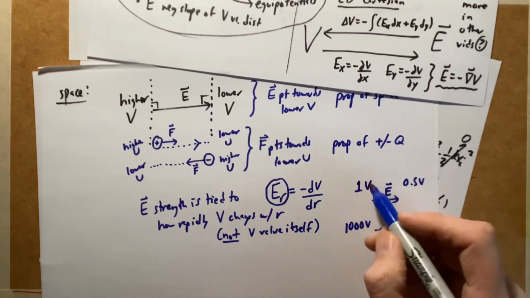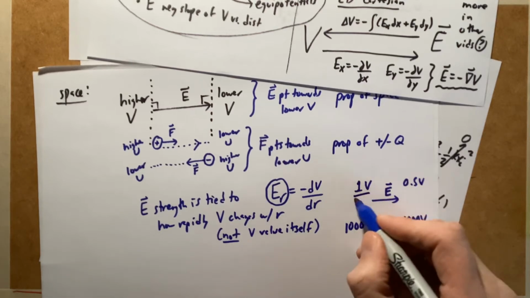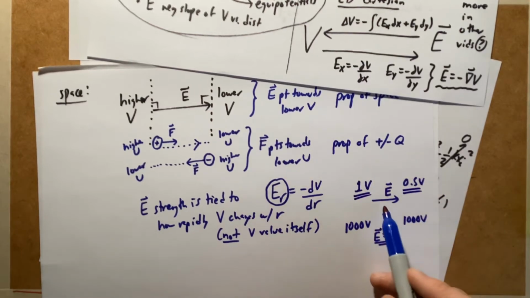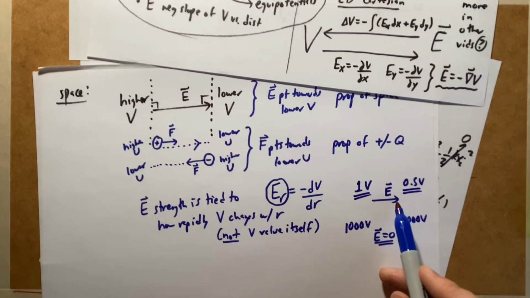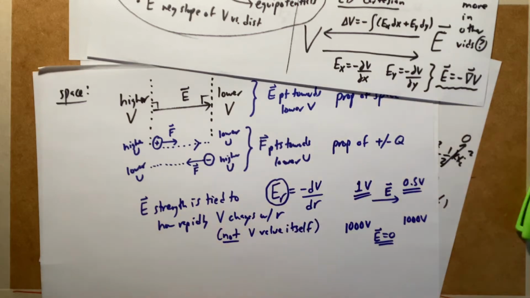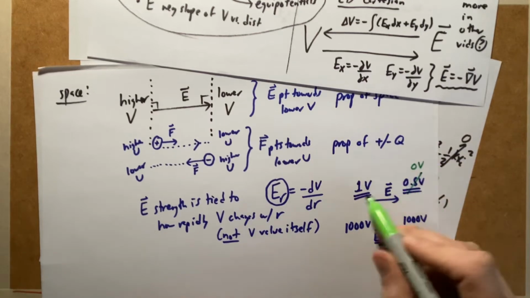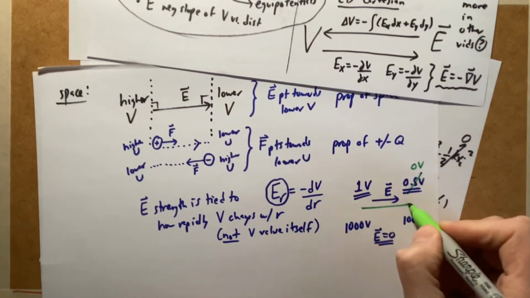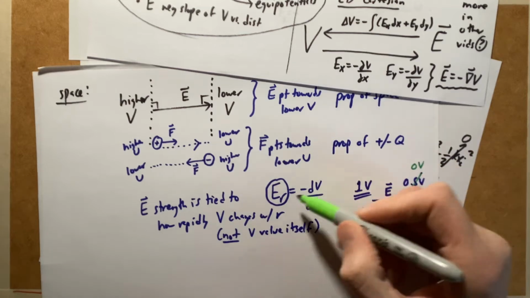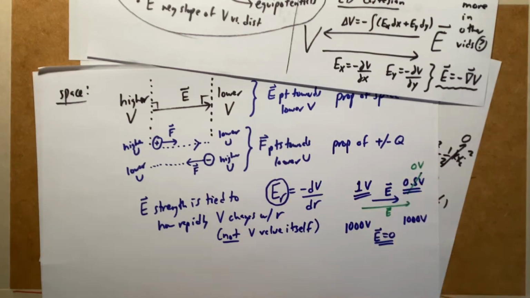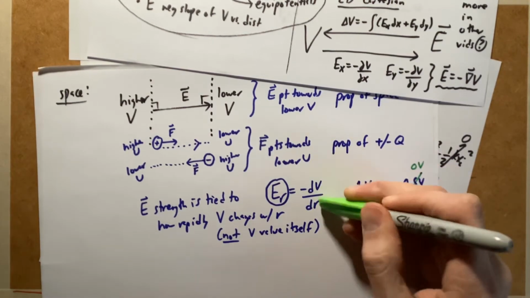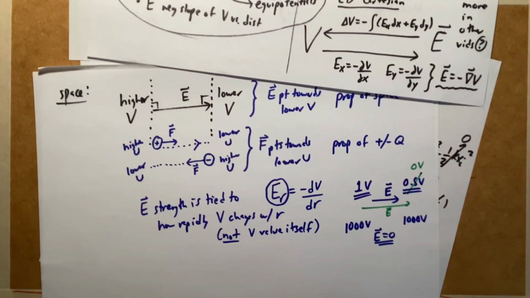But if the voltage is different over here versus over here, the electric field is going to point the way to lower voltage, and the greater the voltage difference is, if this goes down to, say, 0 volts, okay, that's a bigger voltage change with distance. In fact, then the electric field will be larger. Remember, the electric field is tied to the rate of change of the voltage, okay, not the voltage value itself, okay?